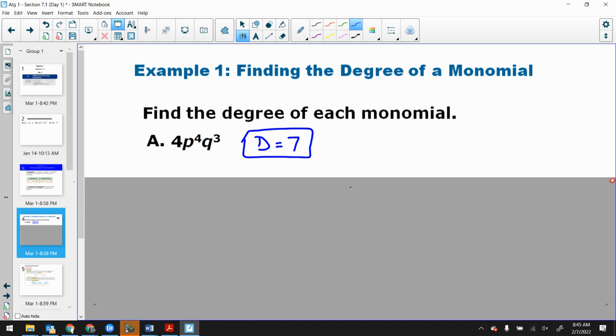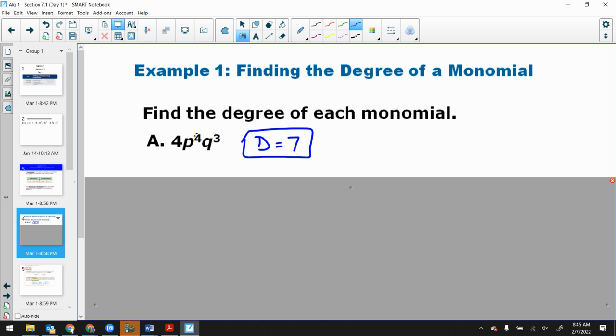Basically, it's just a number, a unique number to that monomial or polynomial, whatever it may be, that describes it a little bit. And again, you'll learn once you get further into algebra what that number means. You have no idea what it means right now. You're just here to identify it. But the degree is 7. How did we get to 7?